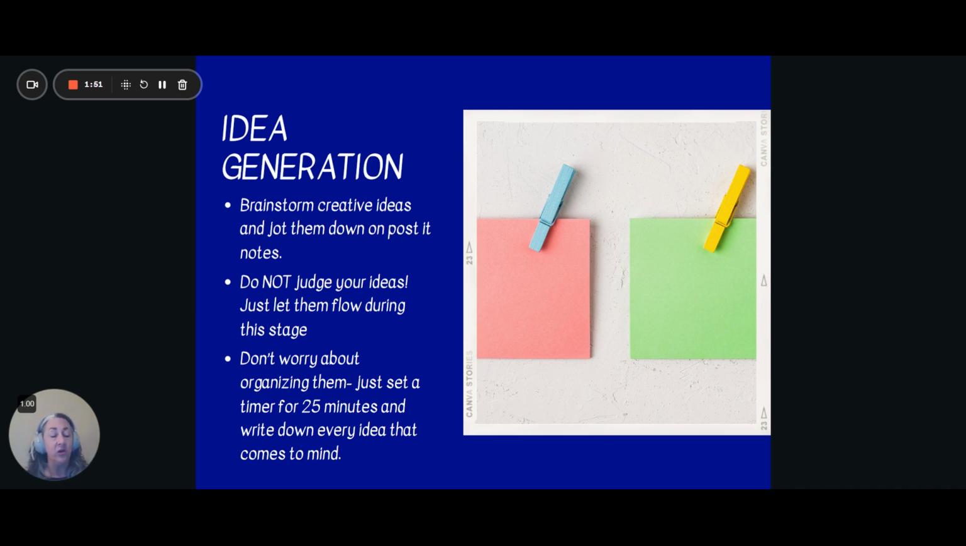And the idea is to set a timer and write down every piece of content or every picture or every thing that you might possibly ever consider posting on your social media page. One idea per sticky, write it and put it down. And you're going to do that for 25 minutes. And you're going to push yourself to keep thinking of stuff the whole 25 minutes.